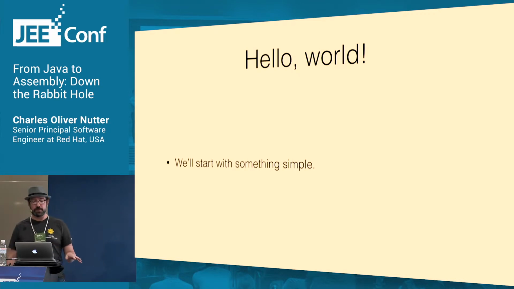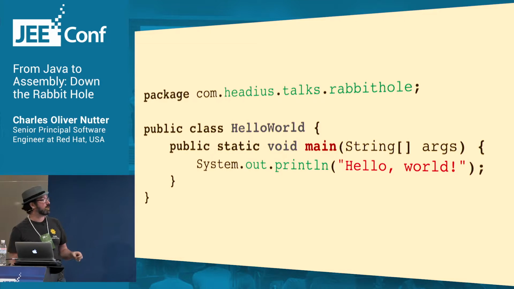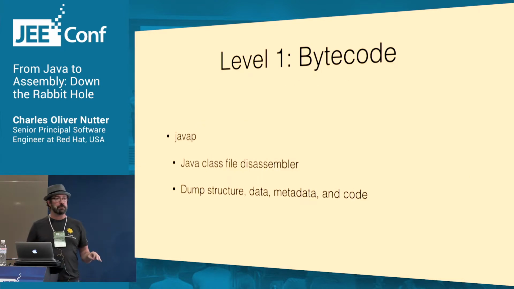So we'll start with something very simple. Perhaps the largest hello world in the programming language community. Everybody's written this code at some point. So let's take a look at level 1 first of all, just looking at the bytecode. And today we're going to use the javap tool. Many IDEs also have plugins that let you just bring up a class file and browse the bytecode in it. But it's very simple to just go to the command line and run javap.